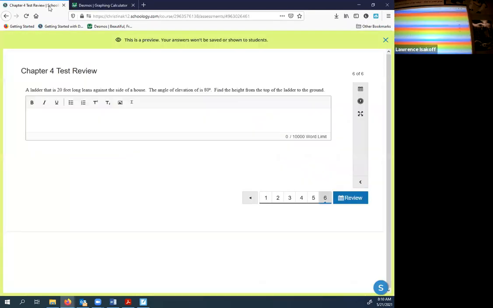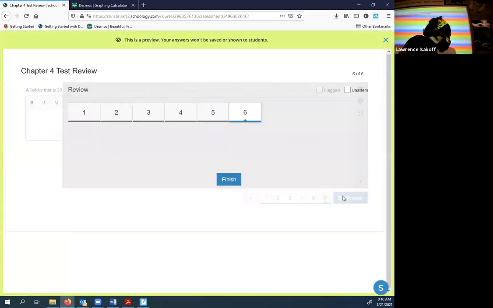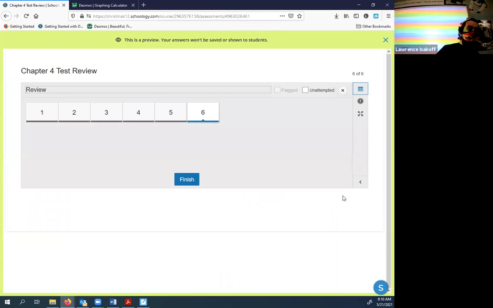So that is it for our final review. 6 questions. Your test is going to be incredibly similar. I'm going to change up the numbers. I'm going to make sure that the graph you have to identify is not the same as one of the previous equations you made, just to really make sure we got it down.